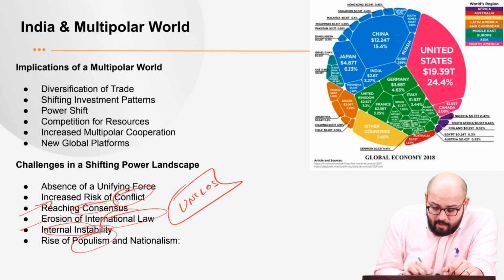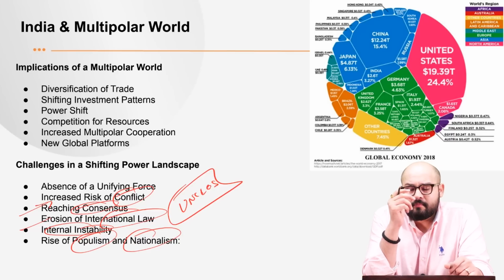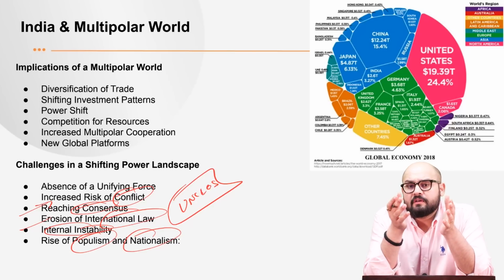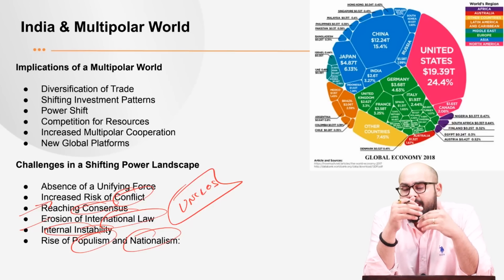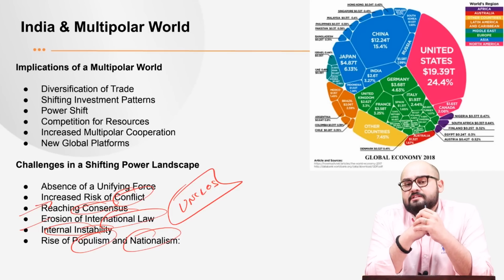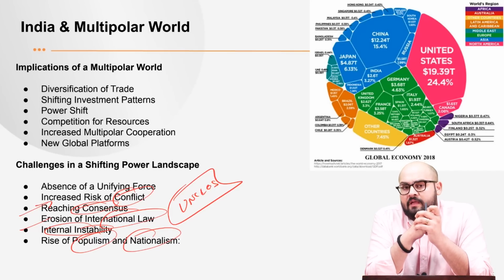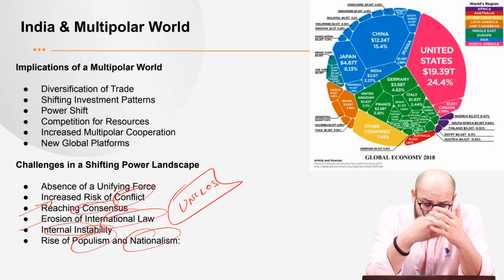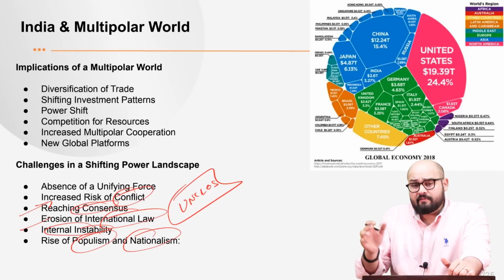Next is the rise of populism and nationalism. What we are witnessing is an inward-looking approach. More and more countries are looking inward, and that has led to a lowering of international cooperation in different domains. Take the case of Chinese nationalism, right? So these are the challenges with respect to the shifting power landscape.